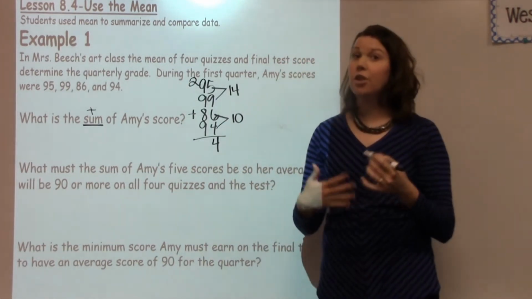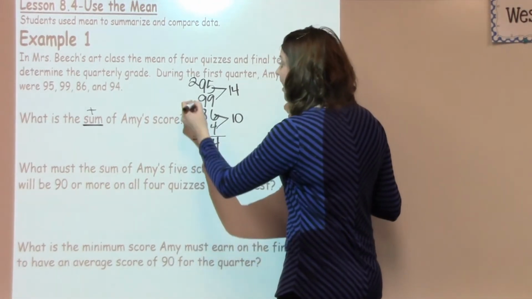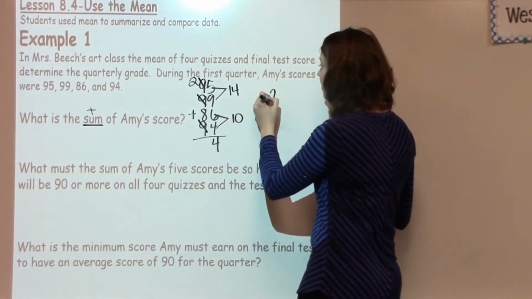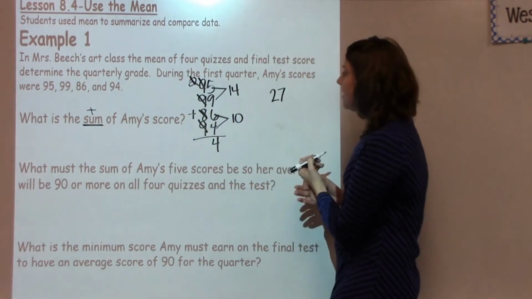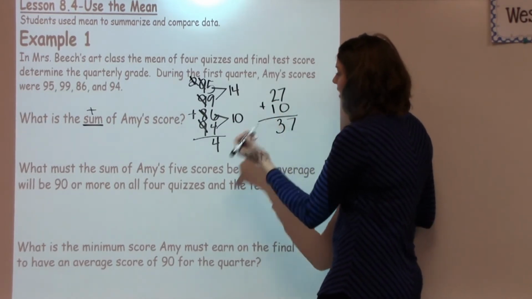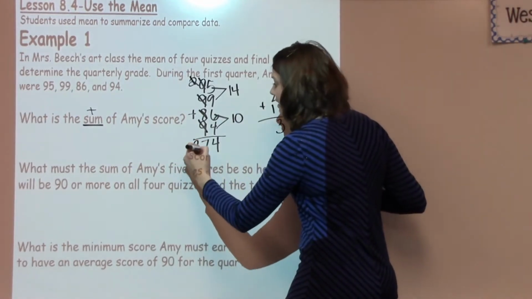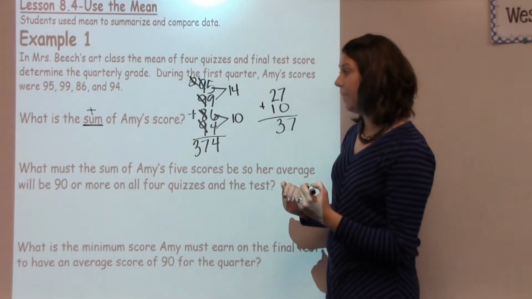I also like to look for repeated numbers that are easy for me to multiply. I've got 9, 9, 9, which is 27. And then I've got 2 and 8, which is an easy group of 10. When I add those numbers together, I get 37. So my answer is 374 is what the sum of her scores is so far.